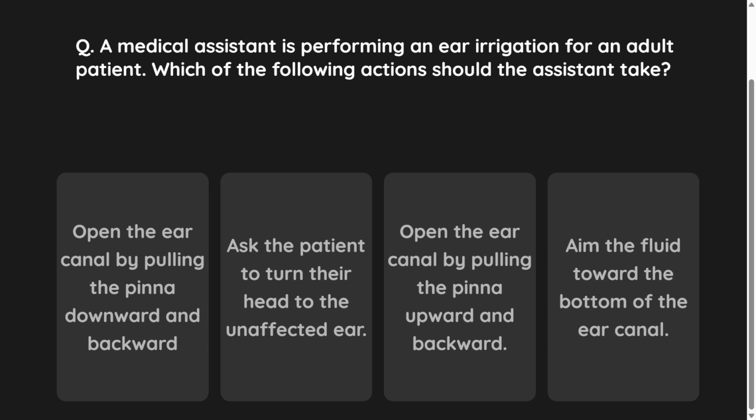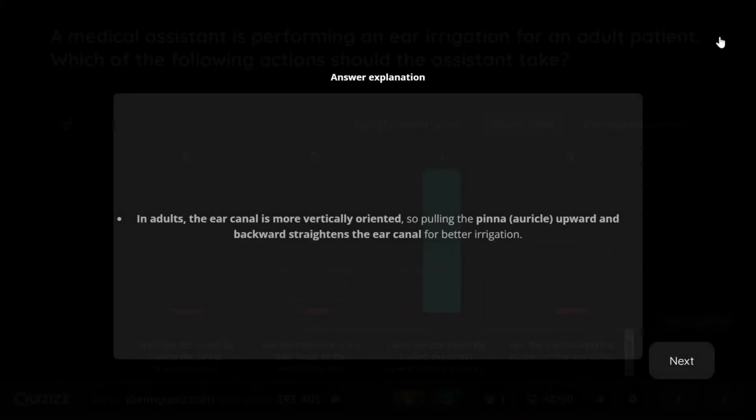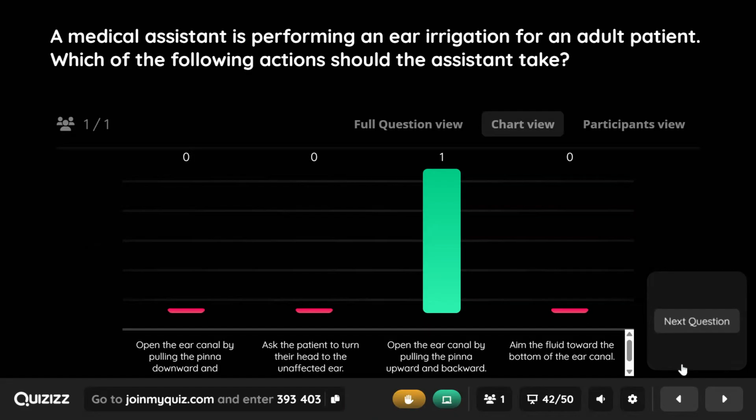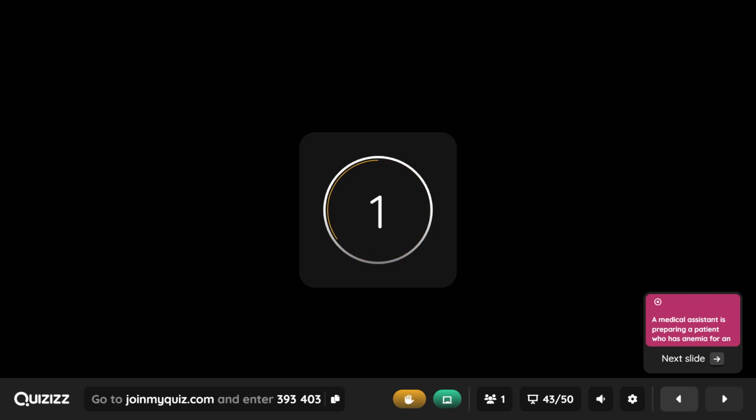Now, if you said to open the ear canal by pulling the pinna up and back, then you are 100% correct. Now, in adults, the ear canal is more vertically oriented. So when we take the top of the ear, which we call the pinna, and we pull it up and then we pull it back, what it does is it actually straightens the ear canal, and this allows for better irrigation. Good job, you guys. A few more questions.